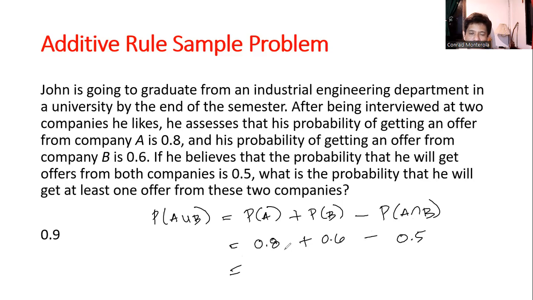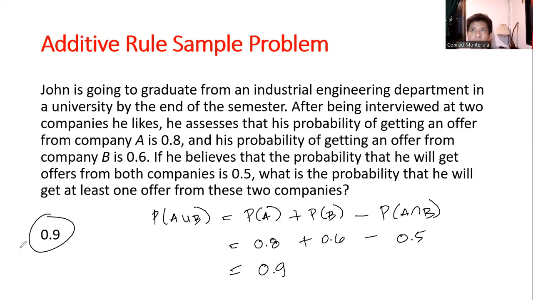Okay? So, this is 1.4 minus 0.5, that would be 0.9. Ito yung sagot sa libro. No? So, parang ganun. Halimbawa, nag-apply kayo sa company. Halimbawa, tingin nyo, pakiramdam nyo, matatanggap naman kayo sa company A. Siyempre, hindi nyo naman pwedeng sabihin, meron naman sabihin yung 0.8. Usually, 0.6 lang yan, di ba? So, 0.6. Tapos, halimbawa, matatanggap din kayo sa company B.